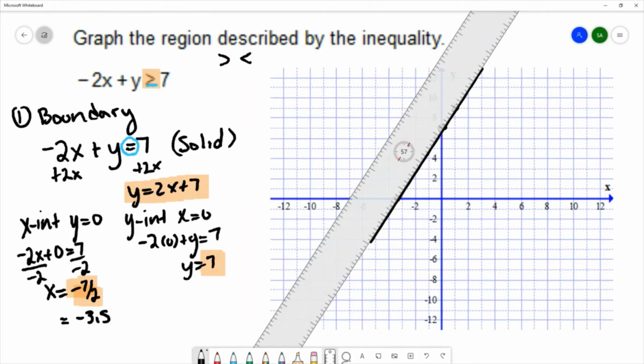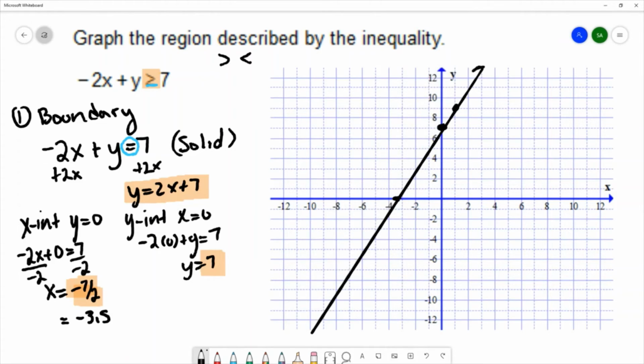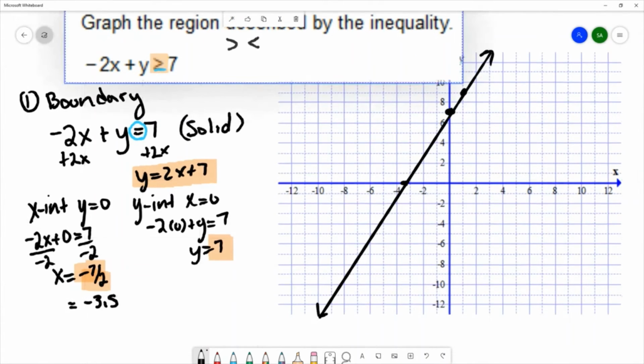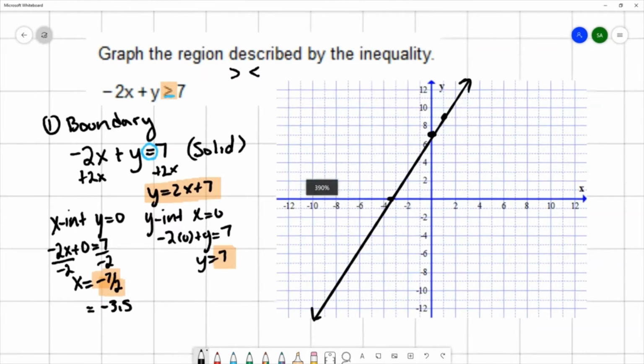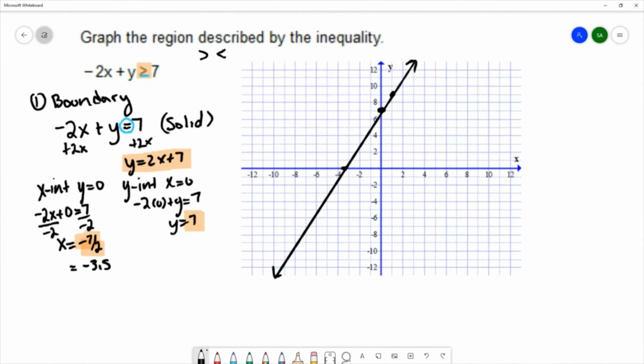Remember, we're drawing this line with a solid line because the boundary is included. And once we've done the boundary, then we're going to do the shading. The shading is the second part of this problem, the second part of graphing an inequality in two variables. And when you do the shading, you're going to choose a test point. Most people like to choose a test point of 0, 0.